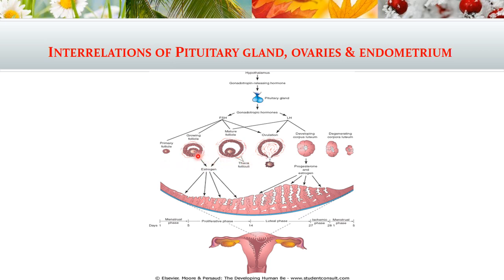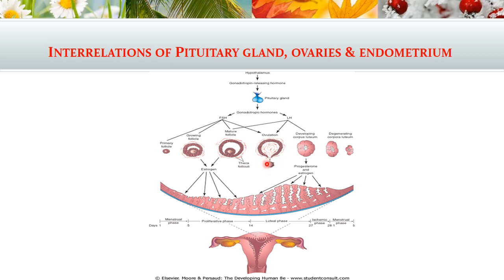Now these follicles release the estrogen hormones, and these estrogen hormones affect the wall of the uterus, the endometrium, which undergoes the cyclic changes, that is the menstrual cycle. It undergoes different phases like the proliferative phase and the luteal phase. Under the LH surge, which is the luteinizing hormone surge, ovulation takes place by day 14, and so the ovum is released.